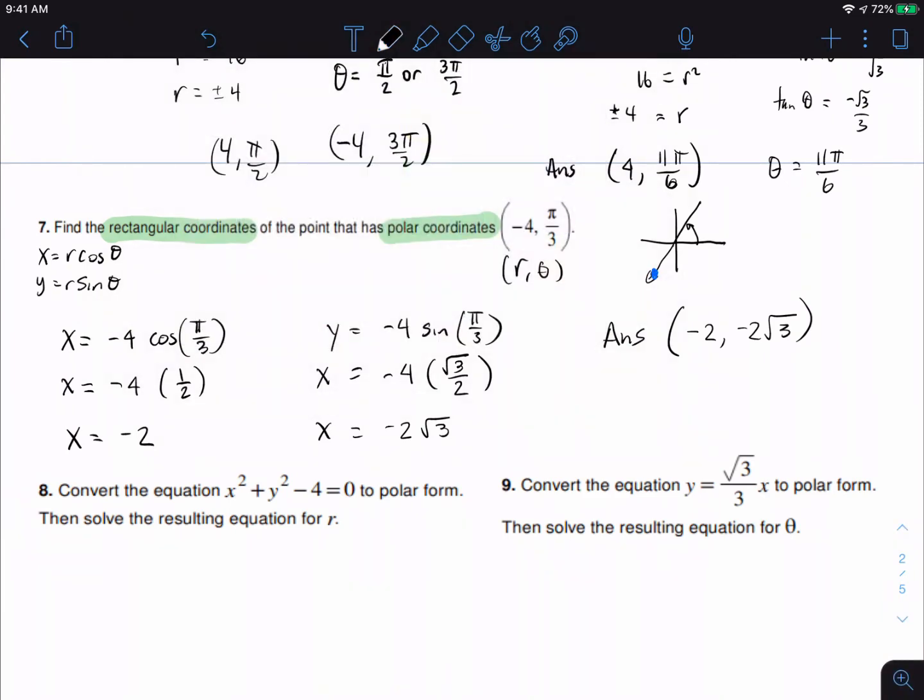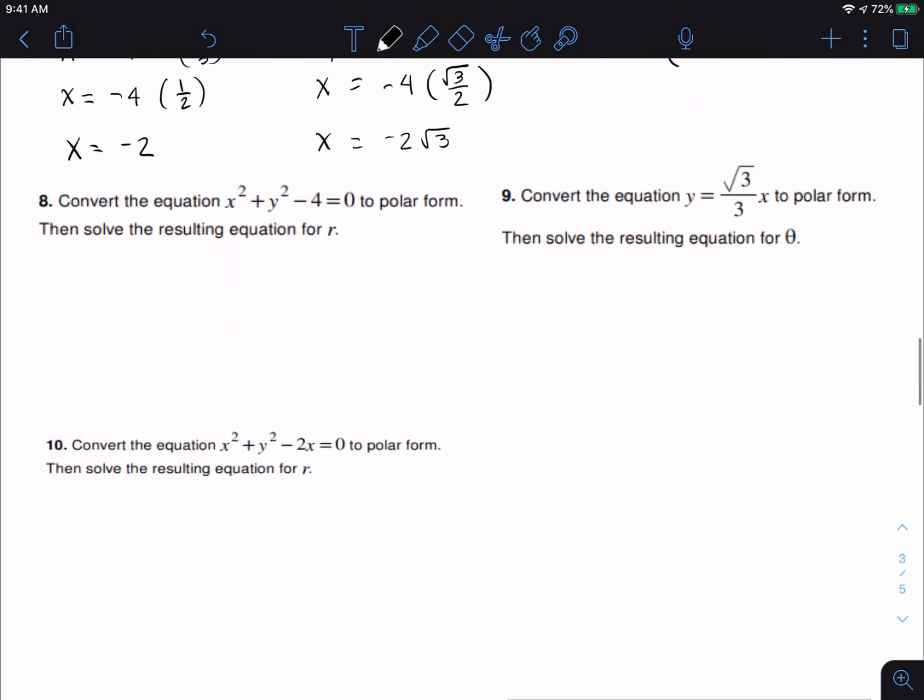Okay, cool. All right, do you guys want to try number 8? Or do you want me to just keep working them out and you guys can go over the notes on your own afterwards? I'm fine either way.